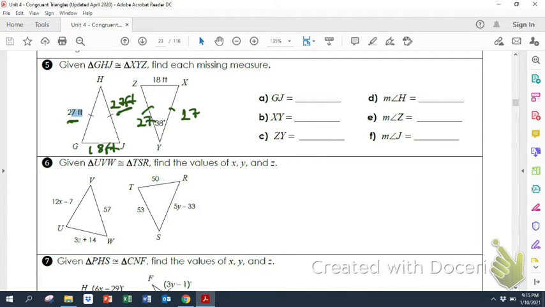Additionally, we know that ZX, the base, is 18. Well, if that's the case, because this is congruent, GJ is also 18. So now we can fill this out. GJ, we already labeled it, is 18 feet. And then XY is 27 feet. And ZY is also 27 feet.